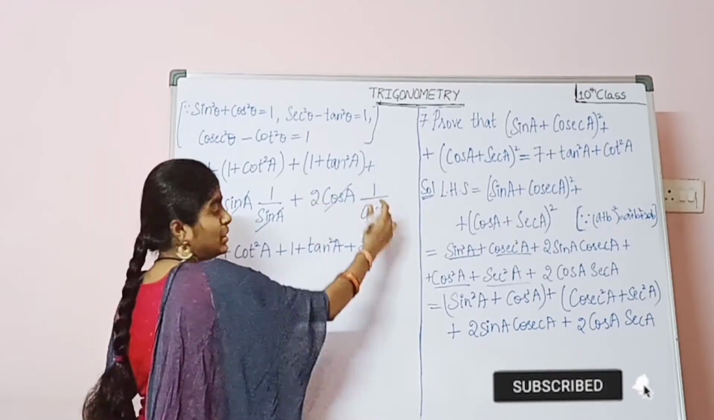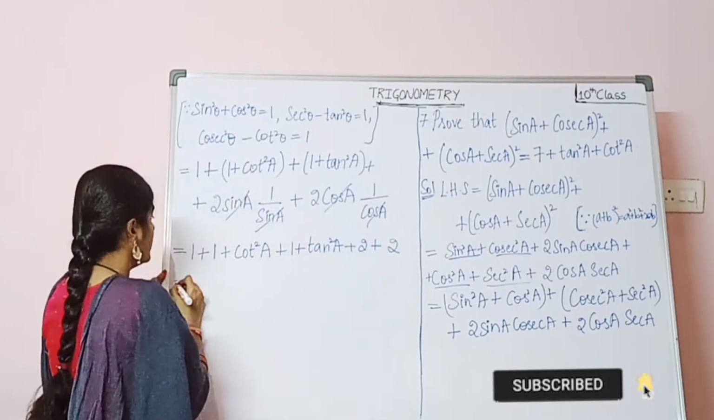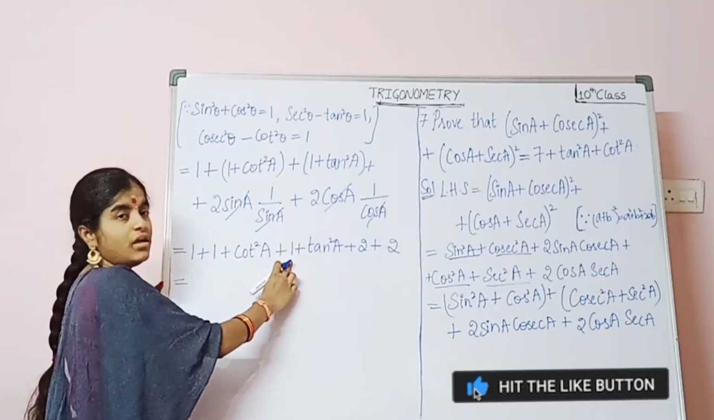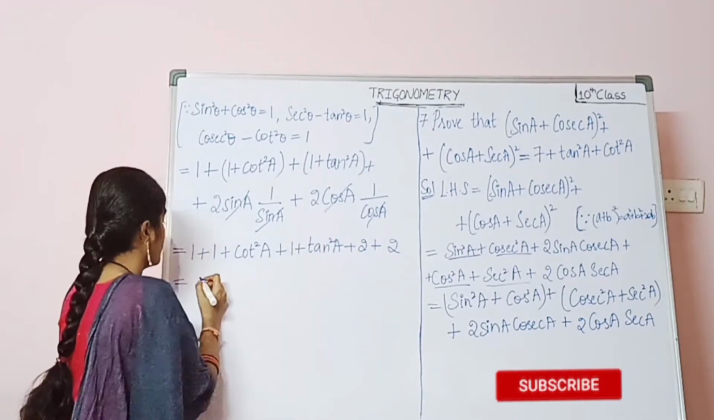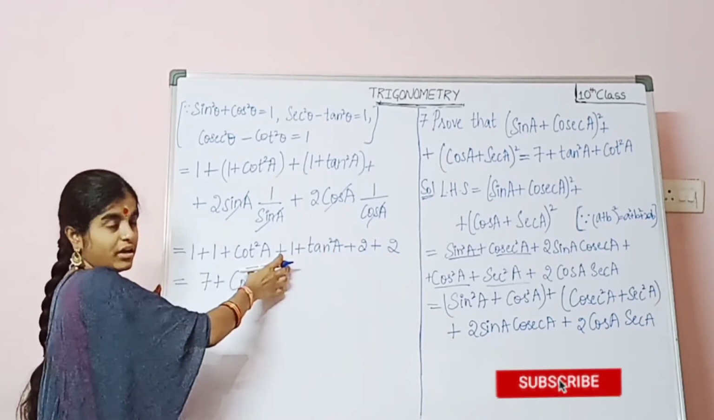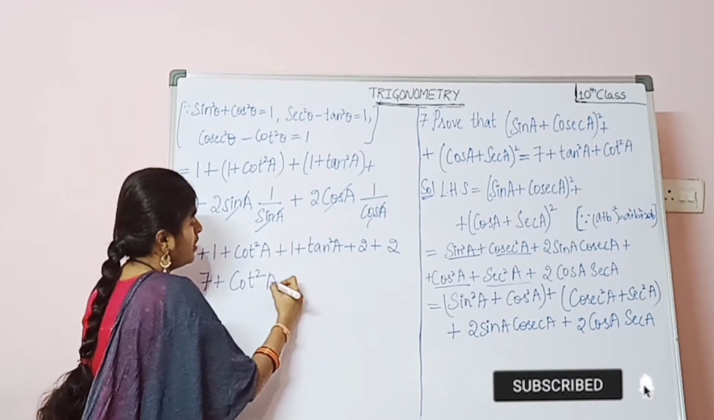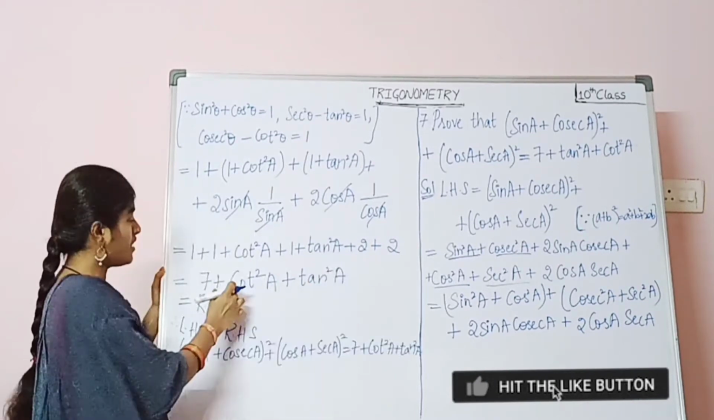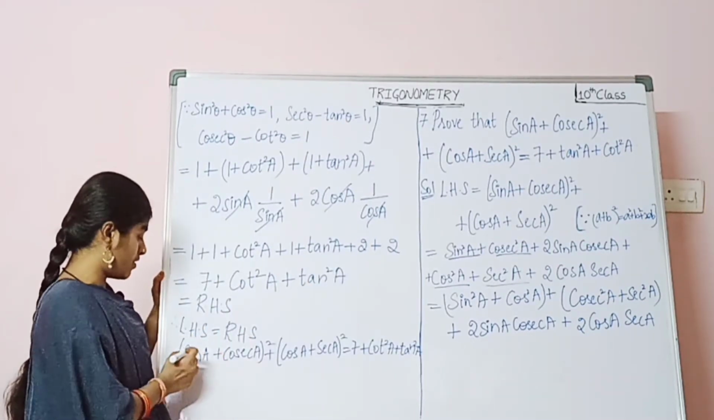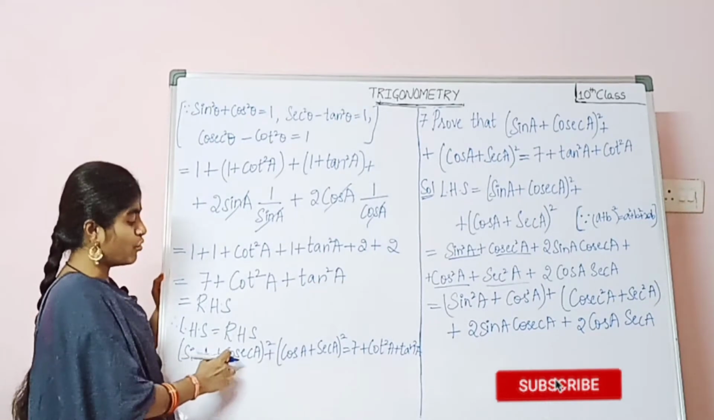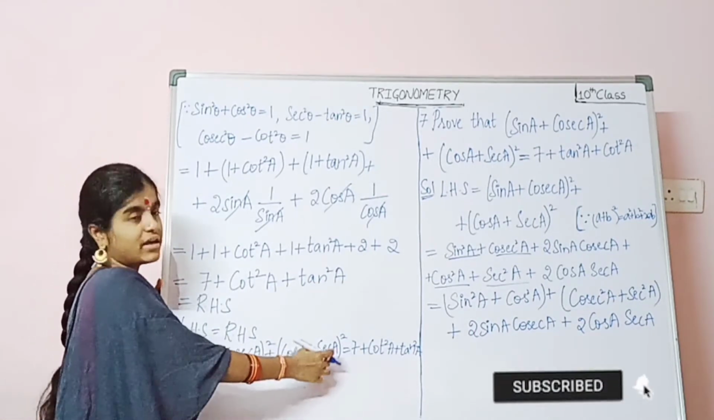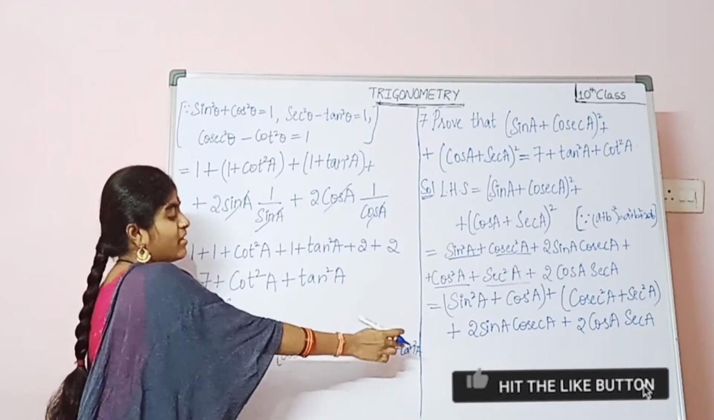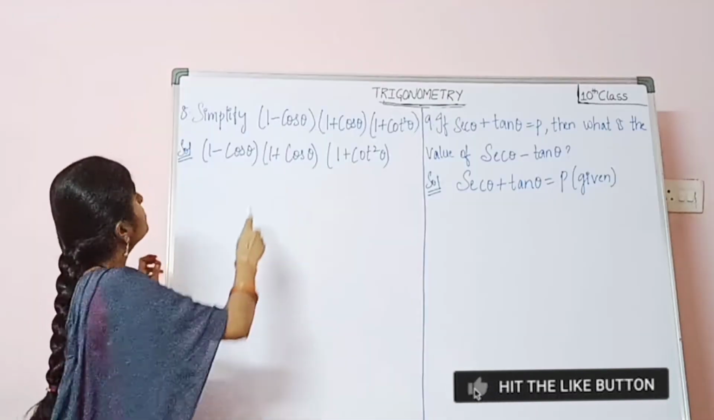So what is remaining here? 2 into 1, how much? 2. That equals, now we should add these values. 1 plus 1, 2, plus 1, 3, plus 2 plus 2, 4. 3 plus 4, 7. 7 plus the remaining ratios we write as they are: 7 plus cot square A plus tan square A. This is the RHS. Therefore, LHS equals RHS. What is LHS here? (Sin A plus cosecant A) whole square plus (cos A plus secant A) whole square equals, what is RHS? 7 plus cot square theta plus tan square theta. This is the solution.